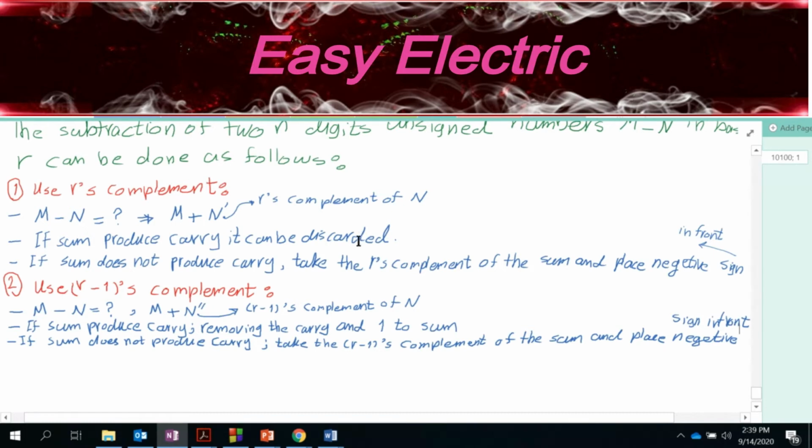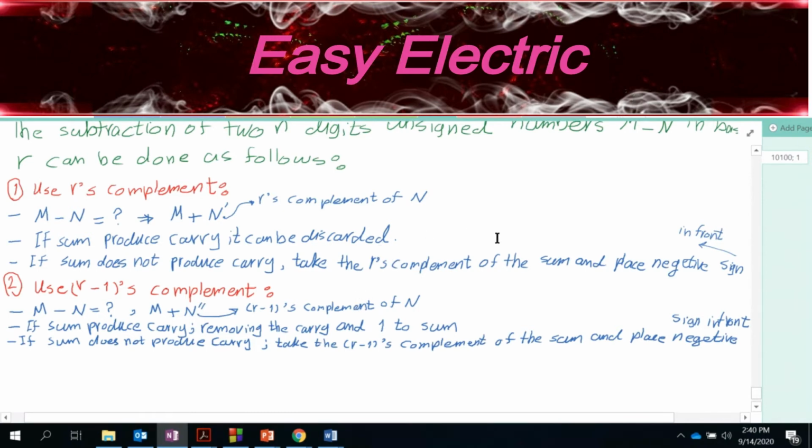If you compare these two cases, the difference between using r and r minus 1 is this: with r, whenever carry is 1, you just ignore it. But when you use the r minus 1 complement, you ignore the carry but add 1 to the result. Case number 2, if carry is 0, similar to the previous one, take the r minus 1 complement of the sum and place the negative in front. The second case is almost the same for both, but here you take the r's complement because you use the r's complement, and here you take the r minus 1 complement.